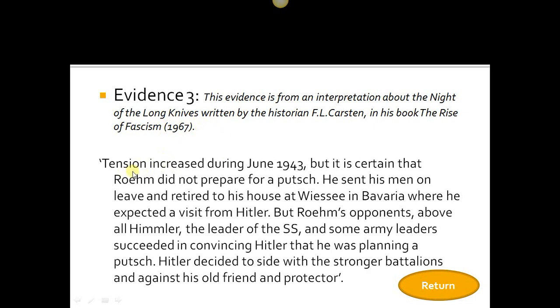So anyway, this reads, tension increased during June 1943, but it is certain that Rome did not prepare. That should say June 1934. Gee, read me and my typing, I'm so sorry about that. But it is certain that Rome did not prepare for a putsch. He sent his men on leave and retired to his house in Weissy, in Bavaria, where he expected a visit from Hitler. But Rome's opponents, above all Himmler, the leader of the SS, and some army leaders, succeeded in convincing Hitler that he was planning a putsch, a takeover. Hitler decided to side with the stronger battalions and against his old friend and protector.